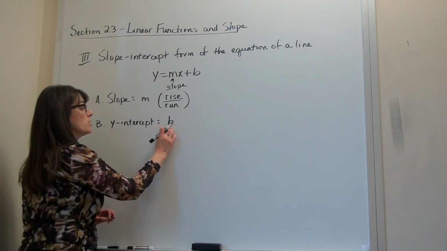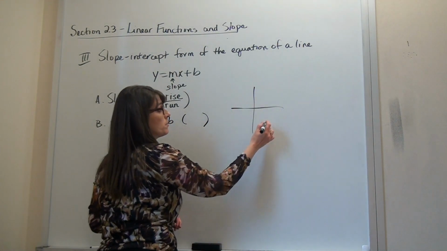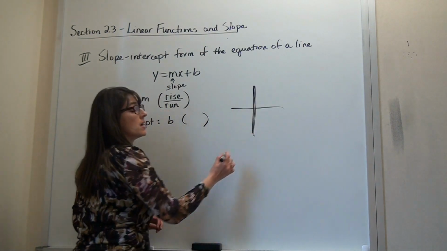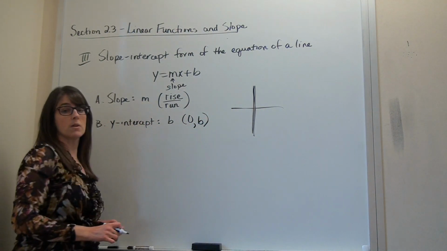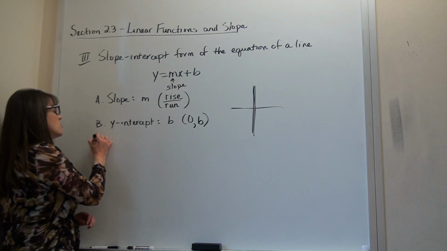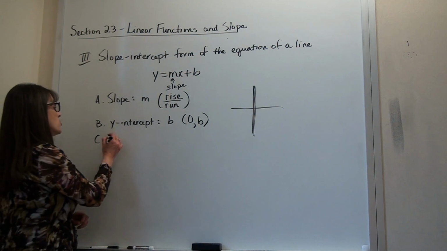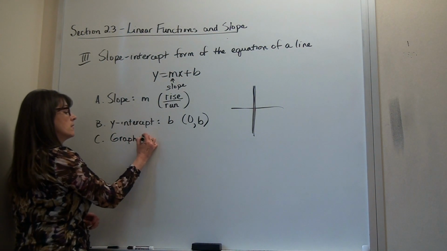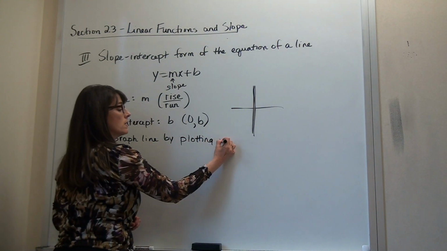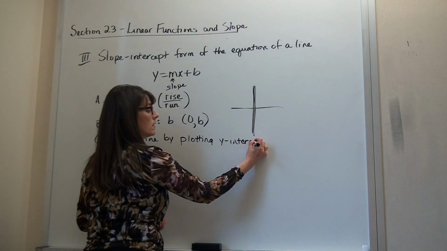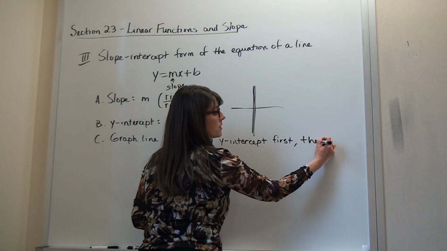However, that is a point that's within the 2D coordinate plane, so I'm going to put it in coordinate form. A y-intercept here is my 2D coordinate plane. It's going to cross somewhere along this axis, meaning no left or right movement at all. That indicates that the x-coordinate is going to be 0. So now that I've got those two pieces of information, I can use those two pieces of information to graph the line. The catch is you always graph your line by plotting the y-intercept first, then using rise over run.